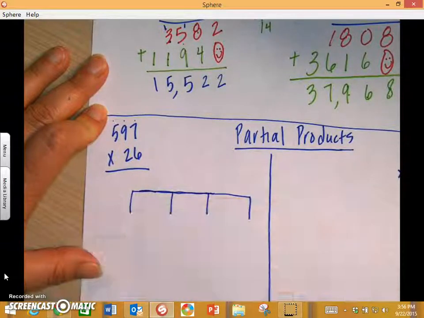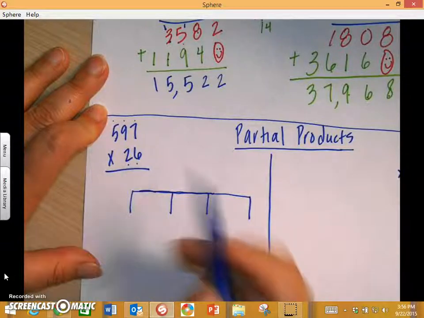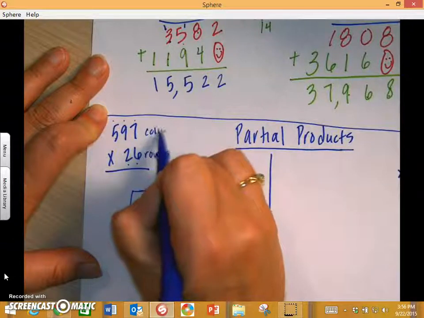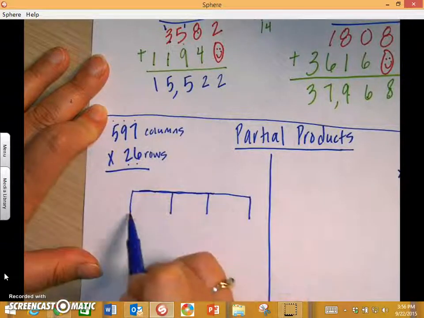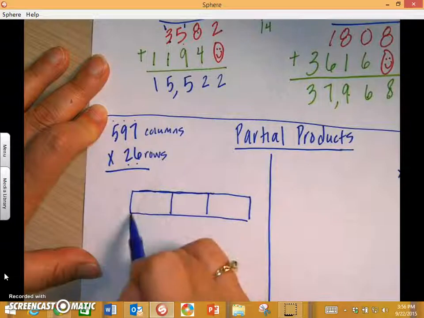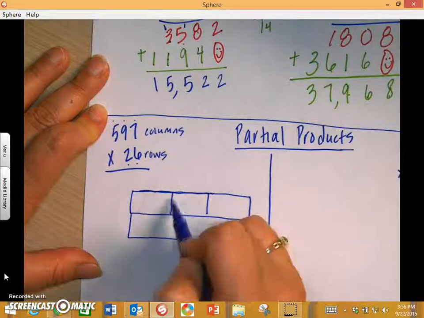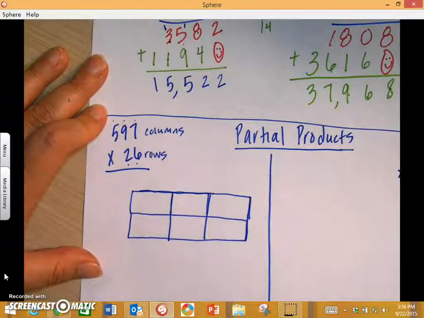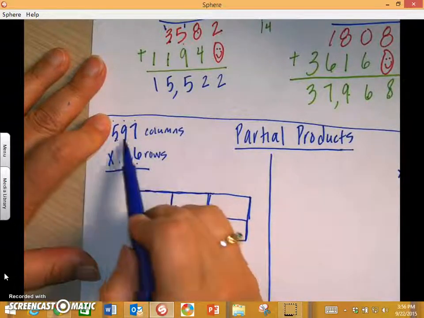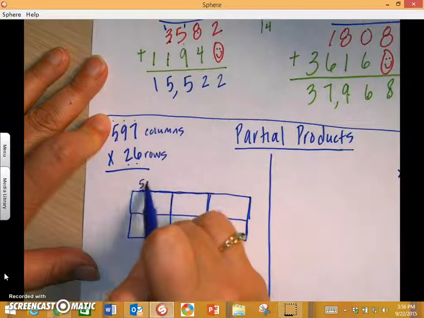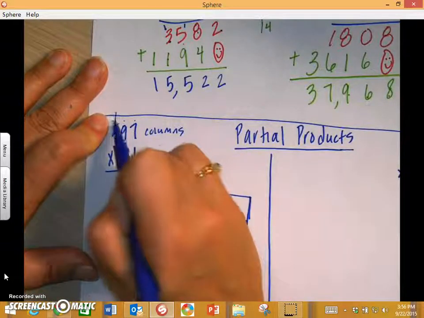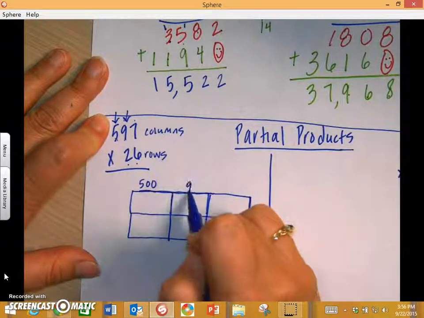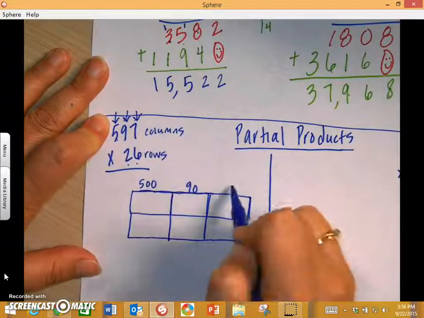just like this. The bottom number has 2 digits. That is my rows. These are my columns. Okay. So if I have 2 digits, I need 2 rows. I'm going to extend this down. Now I need to take my 597 and I need to put it in expanded form. So the value of the 5 is not 5, it's 500. The value of the 9 is not 9, it's 90. And the value of the 7 is just 7.